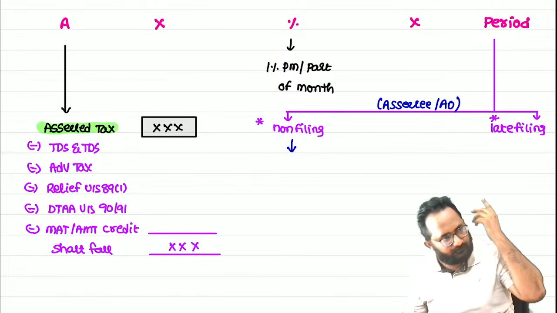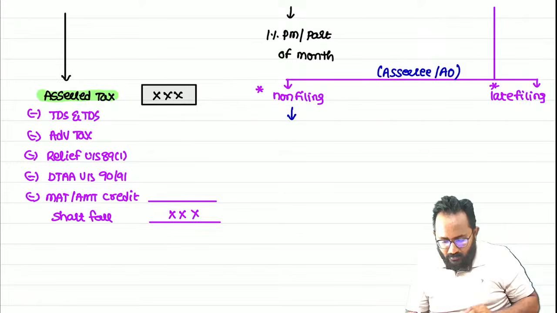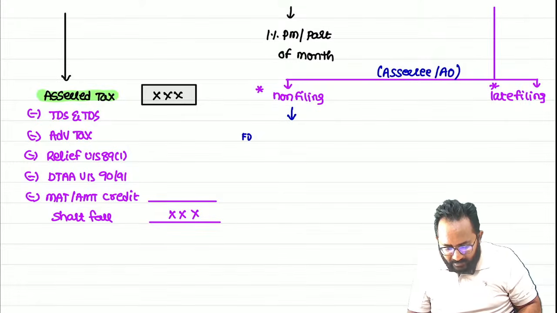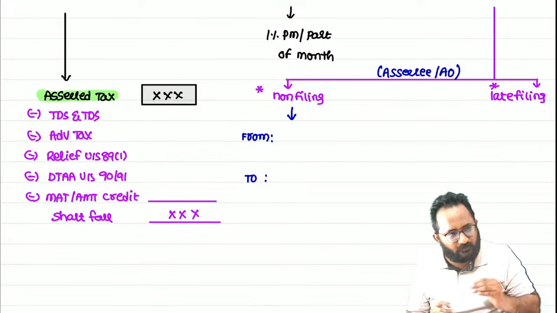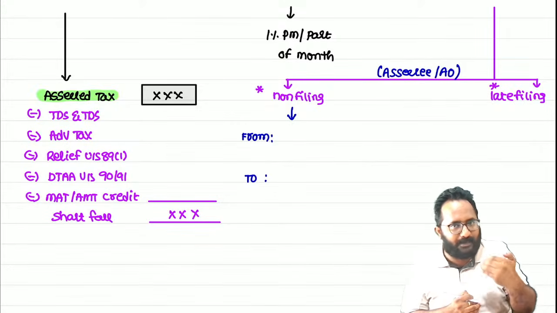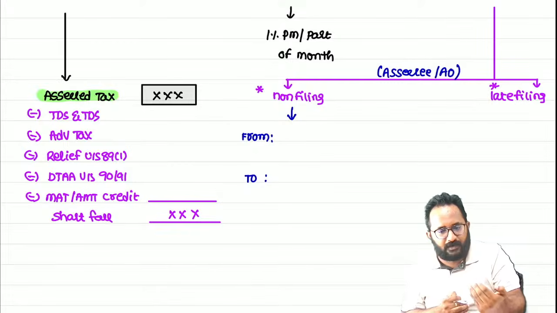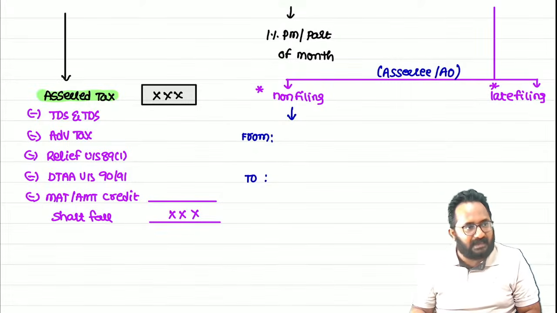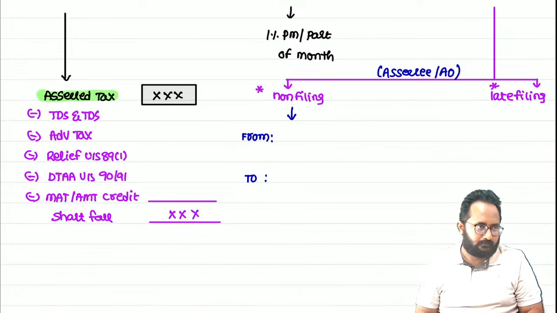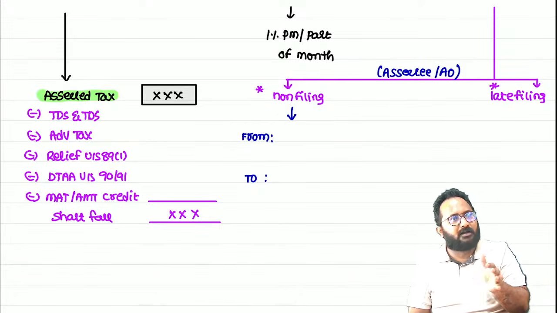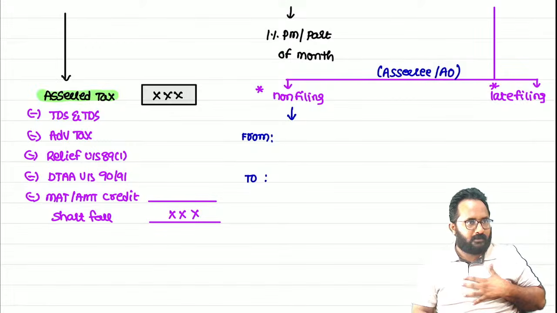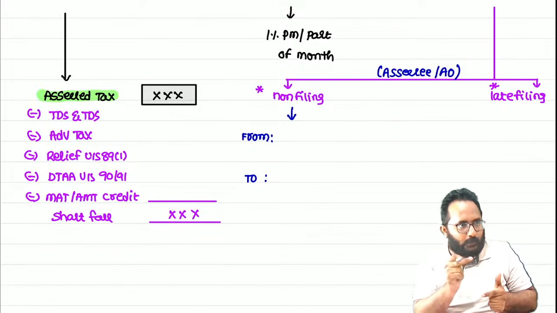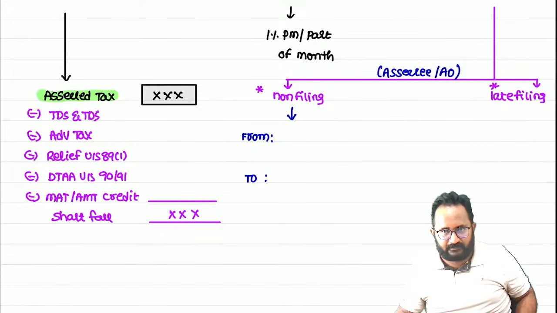SSE computation or AO computation. This period is the same. Okay, non-filing: from date, please tell me, and to date also. In between these two dates, how many months are there? For those months we have to calculate the interest. Tell me, ma, the last date, what is that? Return of income due date. Up to that we can find. Next day after the due date, we have to start the interest computation.